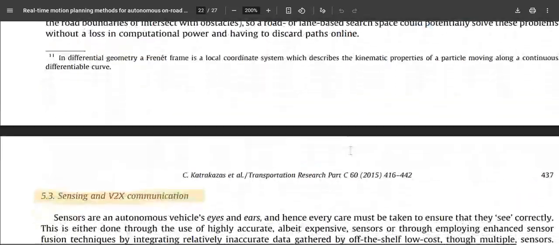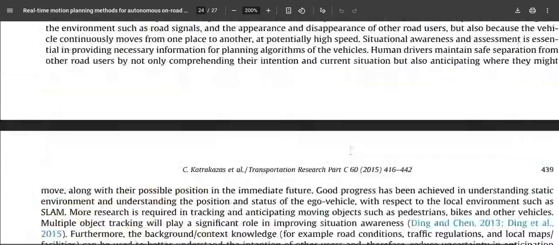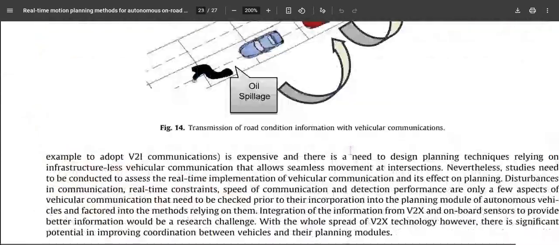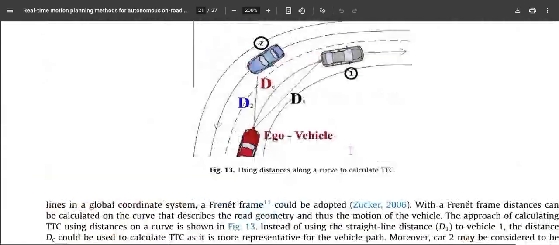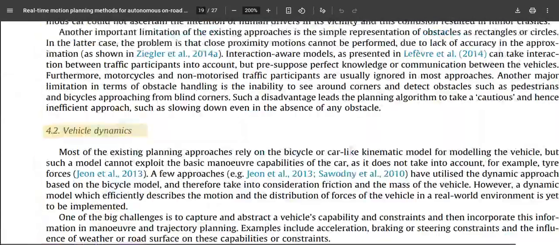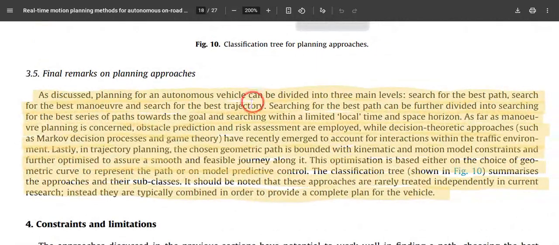And finally, they give a condensed version of what this paper is about. Sorry, I have to go a bit above to show you the condensed version of this paper they have mentioned here. So I'm just reading as it is. Planning for autonomy can be divided into three main levels: search for the path, search for the maneuver, and search for the best trajectory. Searching for the best path can be further divided into searching for the best series of path towards global, and searching within a limited local time and space horizon.